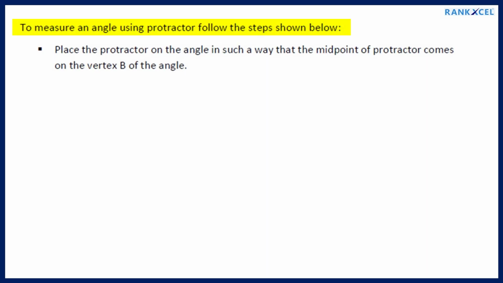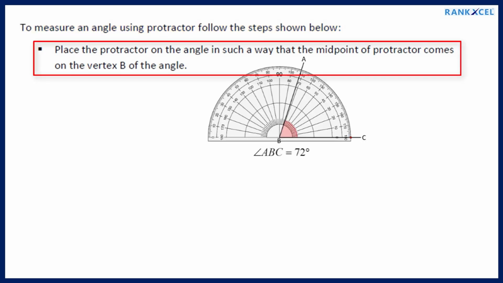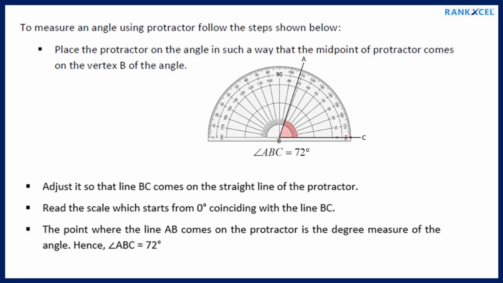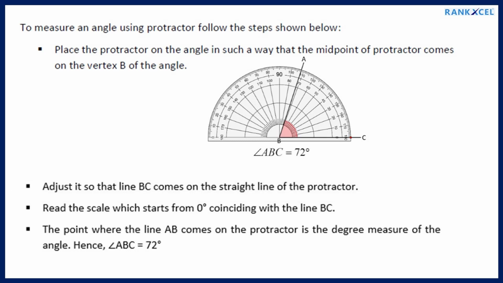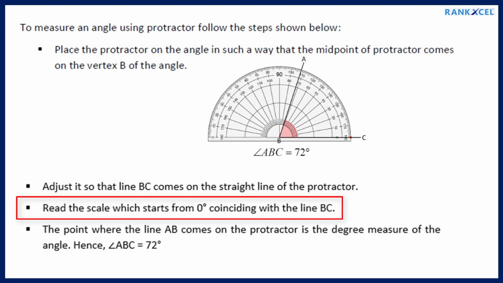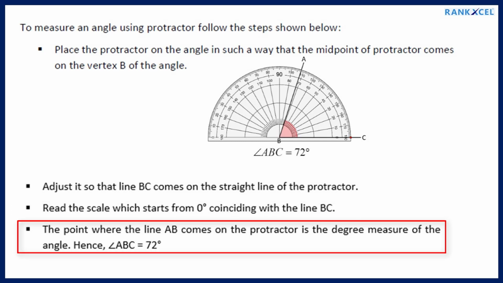To measure an angle using a protractor, follow the steps shown below. Place the protractor on the angle in such a way that the midpoint of the protractor comes on the vertex B of the angle. Adjust it so that line BC comes on the straight line of the protractor. Read the scale, which starts from 0 degrees coinciding with the line BC. The point where the line AB comes on the protractor is the degree measure of the angle. Hence, angle ABC equals 72 degrees.